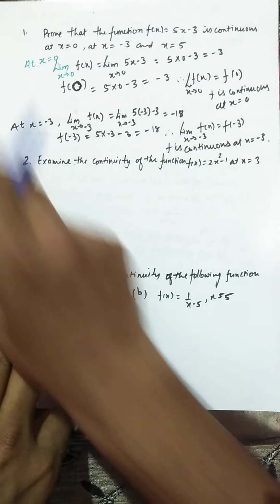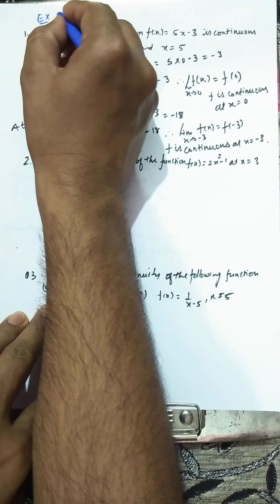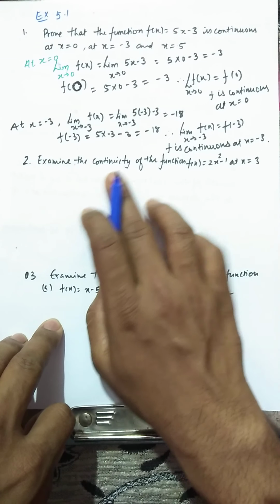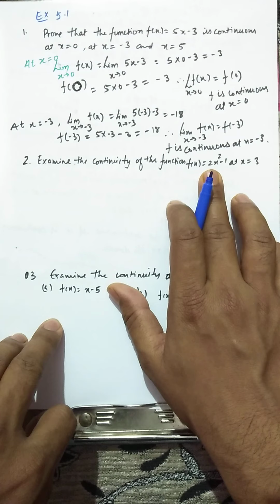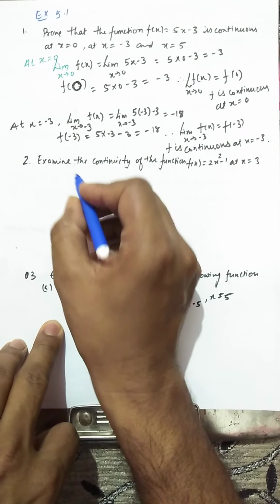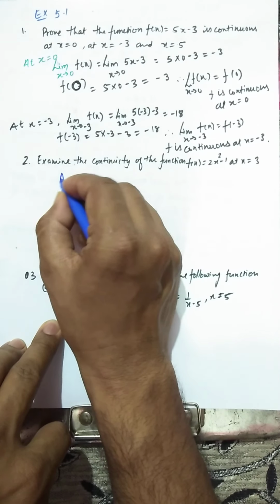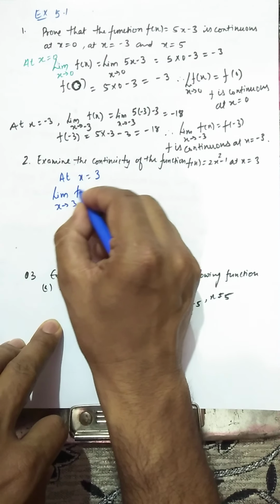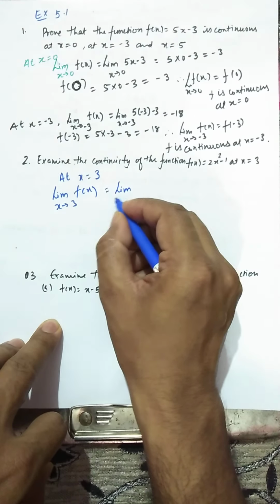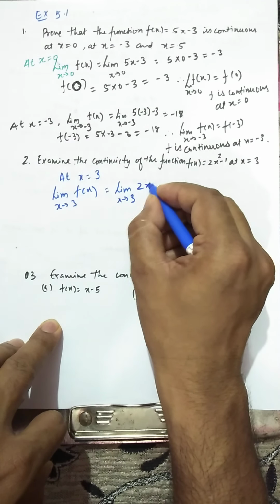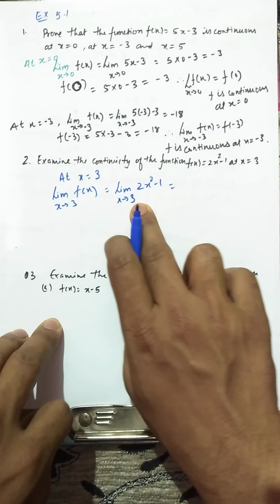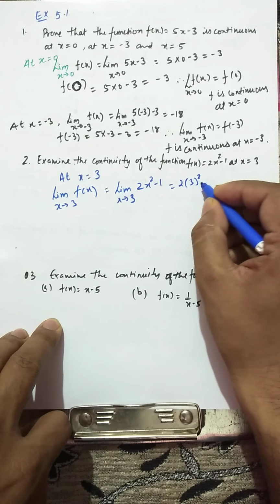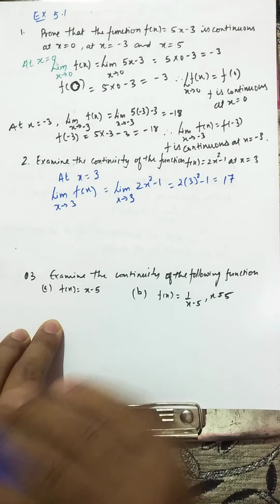This was question number 1 of the exercise. This is exercise 5.1 we are discussing. Now come to question number 2: examine the continuity of the function f(x) = 2x² − 1 at x = 3. So at x = 3 we will take the limit as x tends to 3 of f(x), which is 2x² − 1. You can see again that for x = 3 the function is defined, so put the value in directly. This is 2 into 3² minus 1, which is 2 into 9, that is 18, minus 1, which is 17.